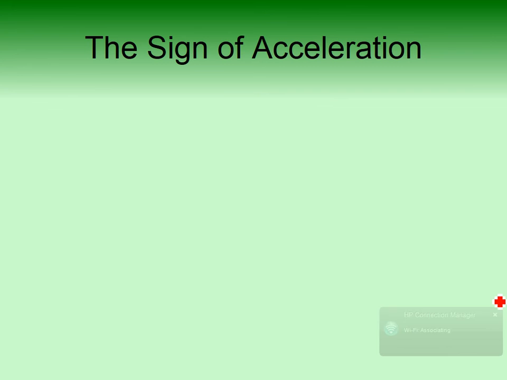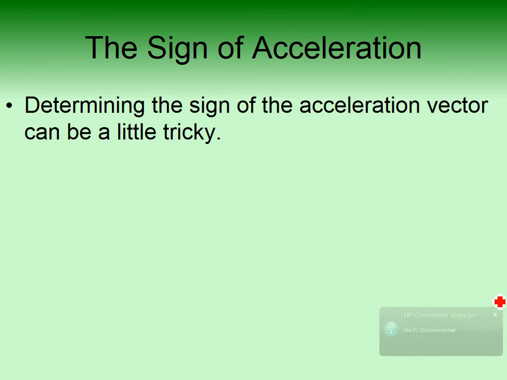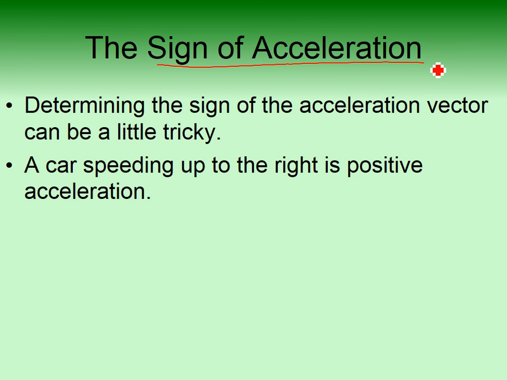All right, one final segment on this video. Let's do the signs of acceleration. So acceleration can either be positive or negative, and it's a little tricky here. So please pay attention to this part of the video. Determining the sign of the acceleration vector can be a little tricky. A car speeding up to the right is positive acceleration.